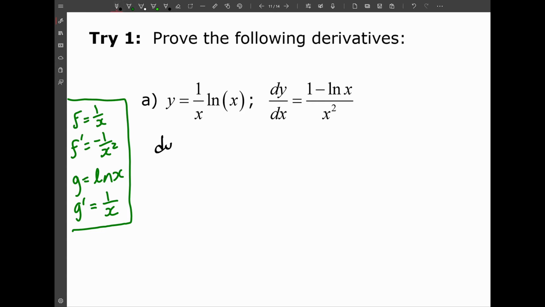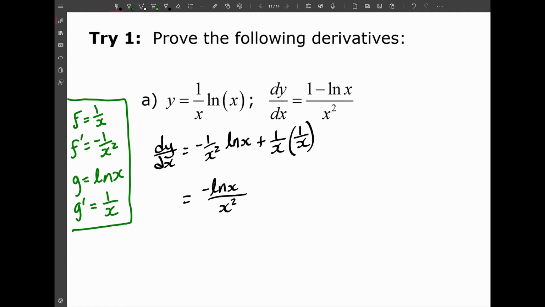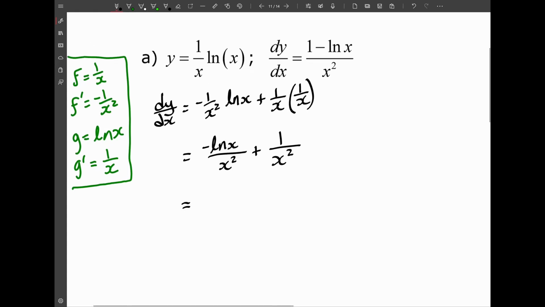Okay, so this means that dy dx is equal to our f prime times our g, plus our f times our g prime, which gives us negative natural log of x over x squared, plus 1 over x squared. Oh, hey, that's a delightfully convenient common denominator right there. Love that. So if I just rearrange that, this becomes 1 minus natural log of x all over x squared. Boom, proven, done. We did it.